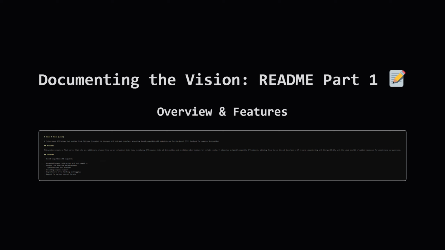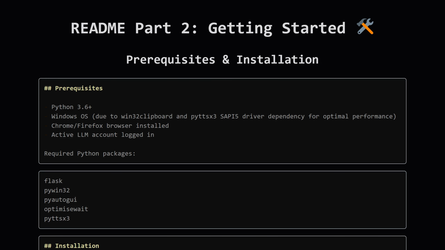After the initial files, I started fleshing out the README. This first part covers the high-level goal, making client work with LLMs through a local server, complete with voice feedback. The key features are an OpenAI-compatible API, TTS for important events, and browser automation. Next up in the README, what you need to get it running.